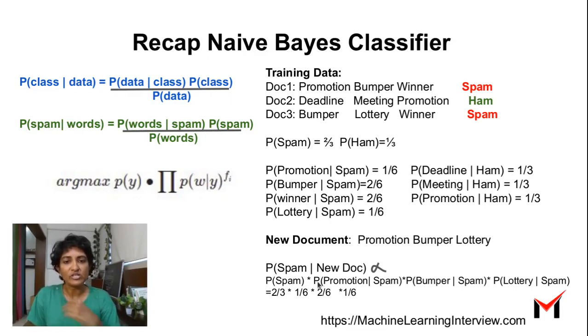And how do you calculate the probability of spam given a new document? To do that, you first compute the probability of spam itself and the probability of ham itself, and then you compute the probability of each word given spam. And then you just use the Bayes rule and the expansion of the naive Bayes property to actually come up with a formula for the probability of spam given a new document.